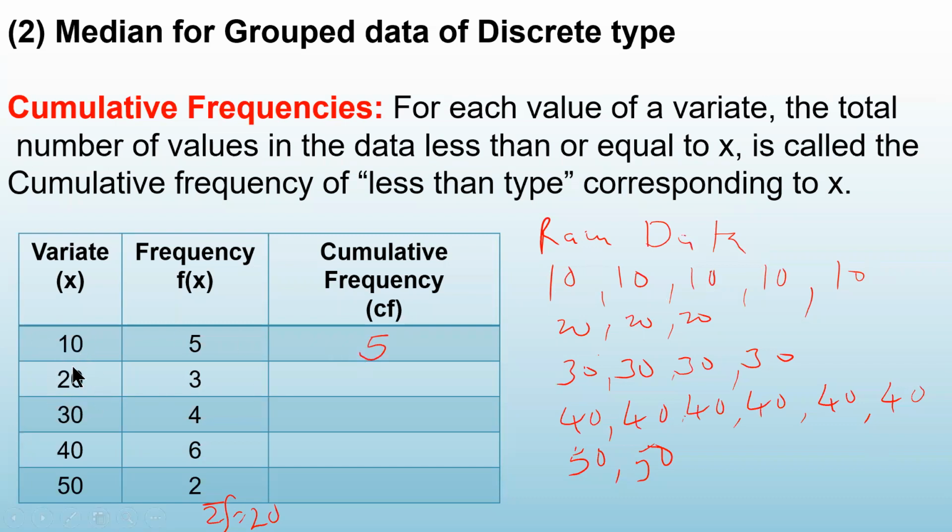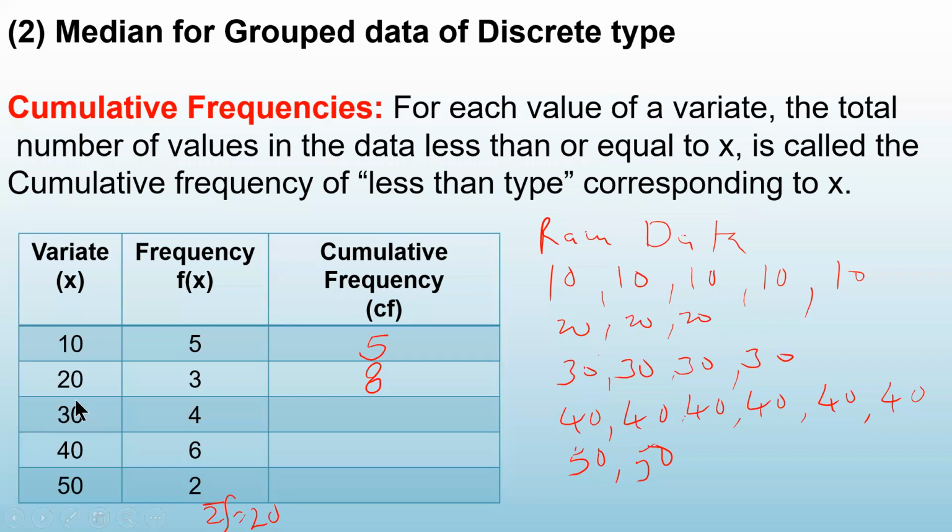What is the cumulative frequency for 20? Look at how many values in the data are less than 20 or equal to 20. That means how many values in the data are smaller than 20 or equal to 20. Less than 20 means these 10s, so all 5 come, and equal to 20 means these 3. So 5 plus 3 gives 8. So there are 8 values in my data which are either less than 20 or equal to 20.